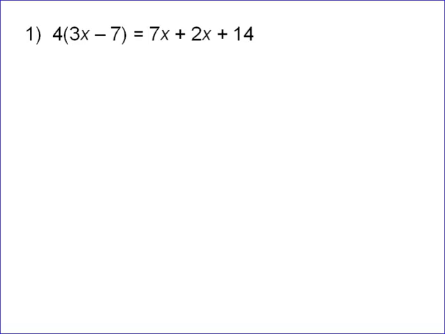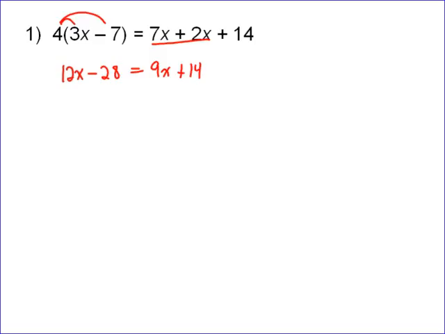To simplify, we simplify this left side by doing distributive property. So 12x minus 28. And that equals, well, on this right side, you have to add like terms: 9x plus 14. So now we have both sides simplified, so we have to solve.